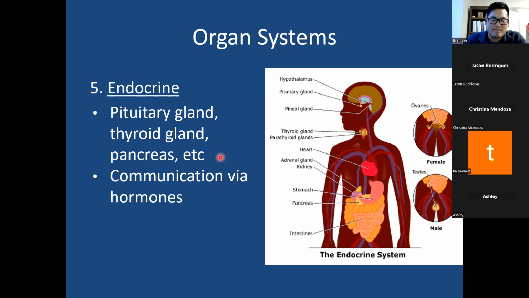I don't want to talk too much about it yet, but just know the endocrine system uses glands and secretes hormones to do so.